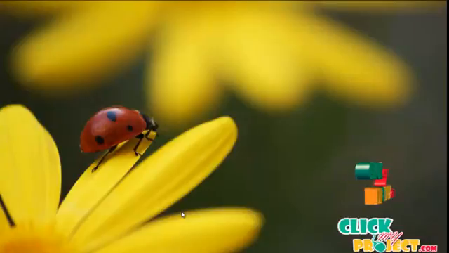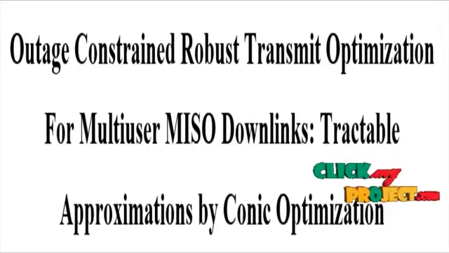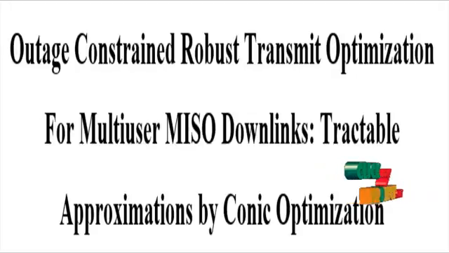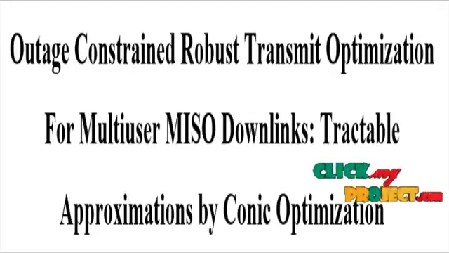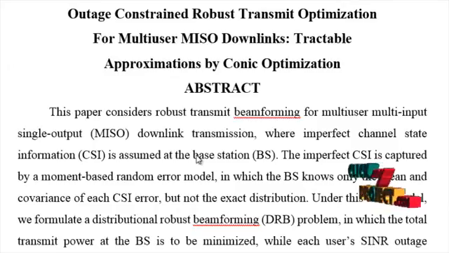Welcome to ClickMyProject.com. Let me discuss the outage constraint robust transmit optimization for multi-user MISO downlinks: tractable approximation by conic optimization. Let me discuss the abstract of the project.